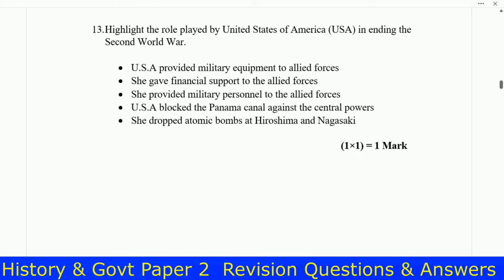Number 13, highlight the role played by United States of America, USA, in ending the Second World War. USA provided military equipment to Allied forces. Next, she gave financial support to the Allied forces. Next, she provided military personnel to the Allied forces. Next, USA blocked the Panama Canal against the Central Powers. Next, she dropped atomic bombs on Hiroshima and Nagasaki.